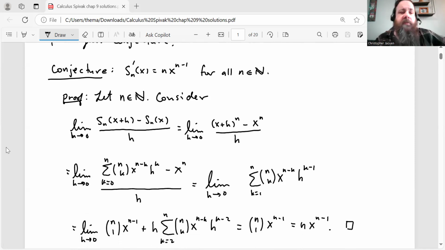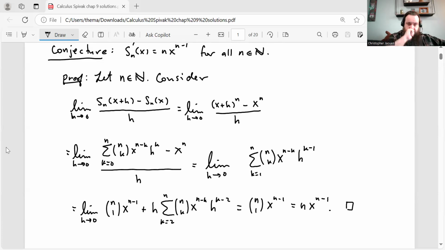All right, here's the proof. Let n be a natural number. Consider the limit as h goes to 0 of the difference quotient for Sn. That's equal to the limit as h goes to 0 of (x plus h) to the n minus x to the n, over h. And then we can expand (x plus h) to the n using the binomial theorem, which I did on the next line.